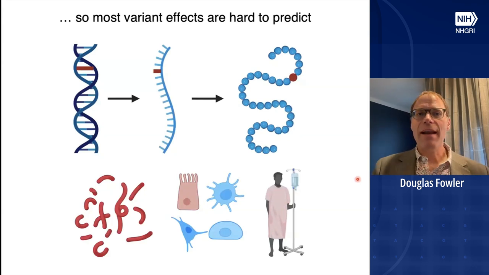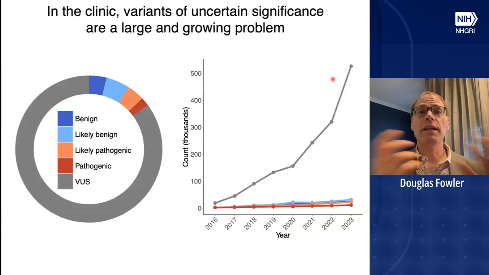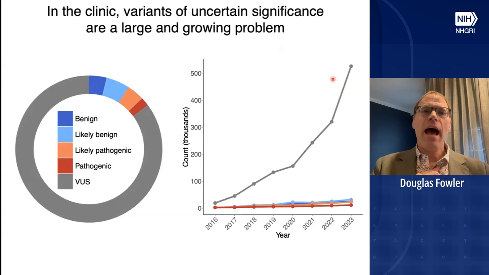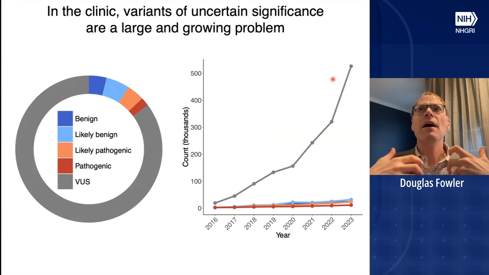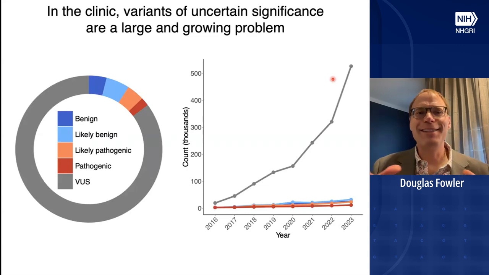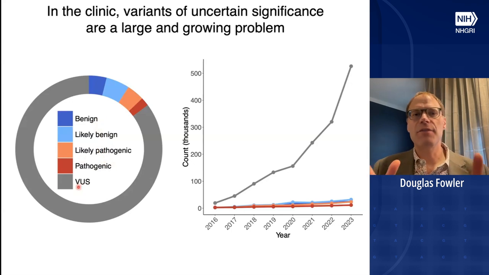So how does all that roll up to the clinic? You may have heard a little bit about what clinicians do to interpret genetic variants. I'll give you the research scientist view of what happens in the clinic later. But right now, I just want to tell you that clinicians try to interpret variants into one of five categories. Two are benign and two are pathogenic. And then there's this variant of uncertain significance category.